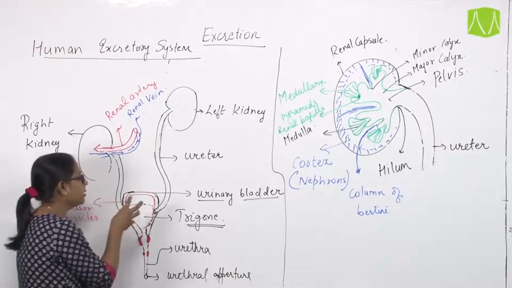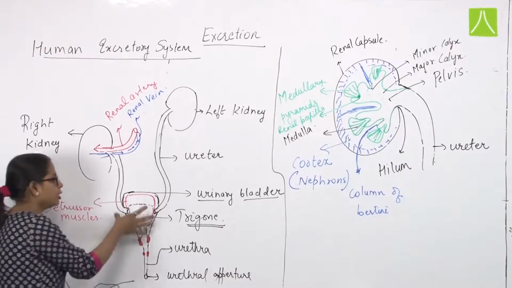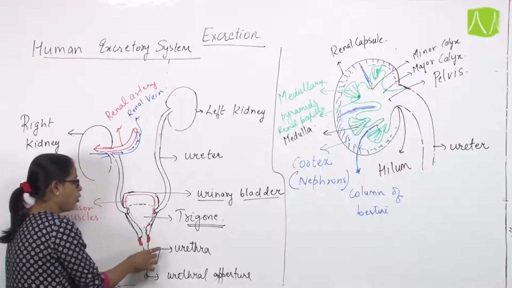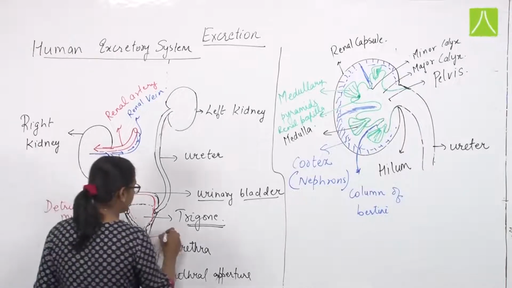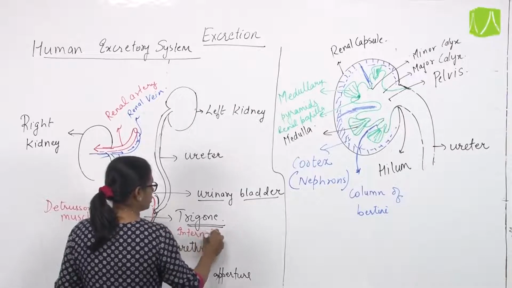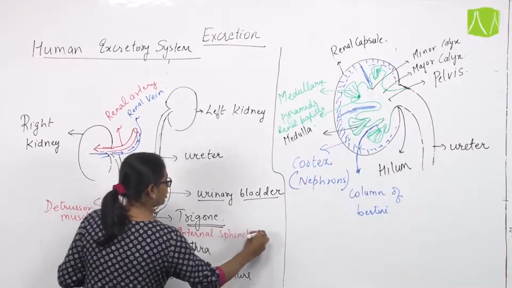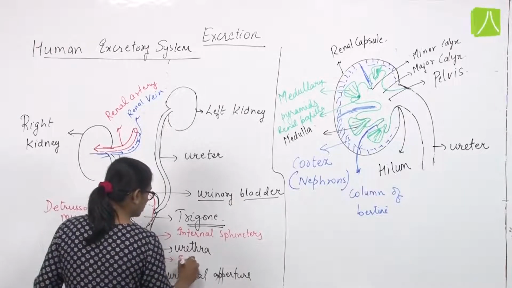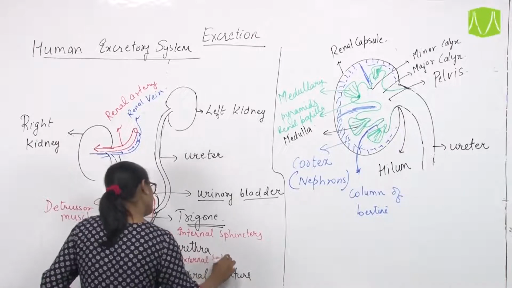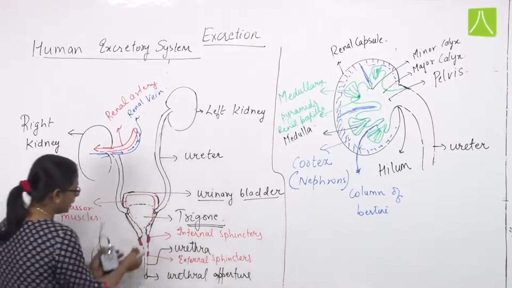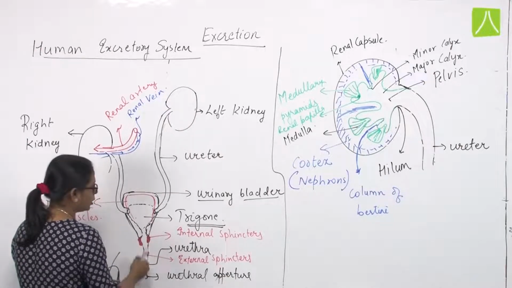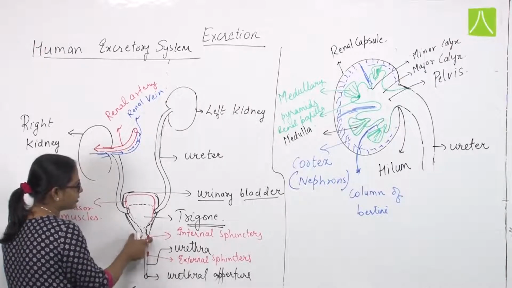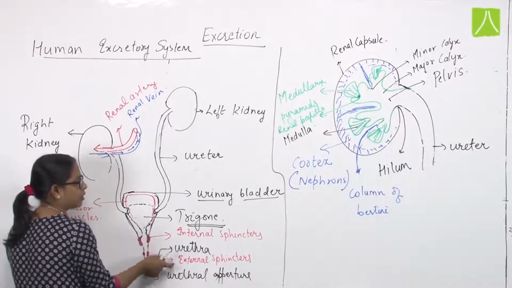Now whenever the urinary bladder gets completely filled with urine, it remains closed, basically due to the presence of a valve or gate known as a sphincter. This is the internal sphincter, present at the distal end of the urinary bladder, and this is the external sphincter, present inner to the internal sphincter, or you can say in the inner wall of the urinary bladder only. So this is the distal end of the urinary bladder where the internal and external sphincters are present.